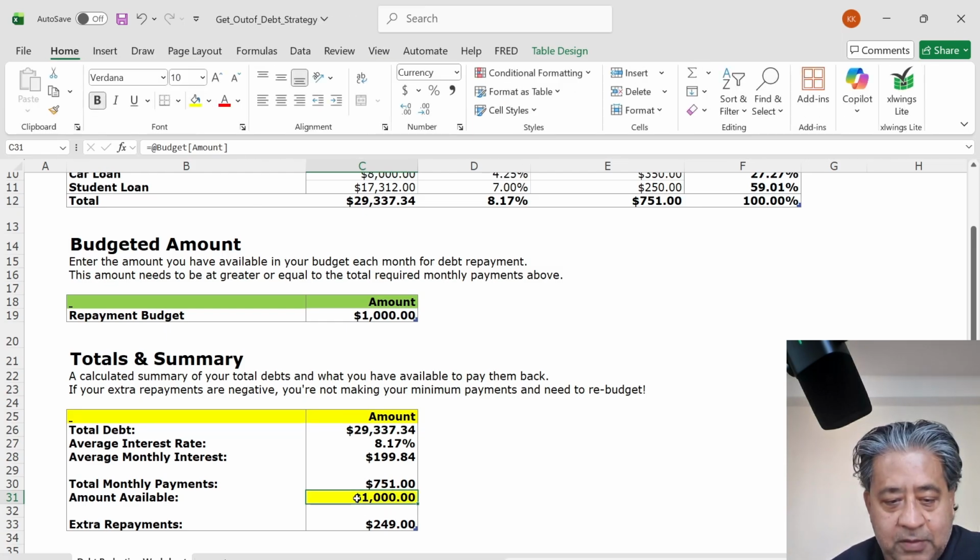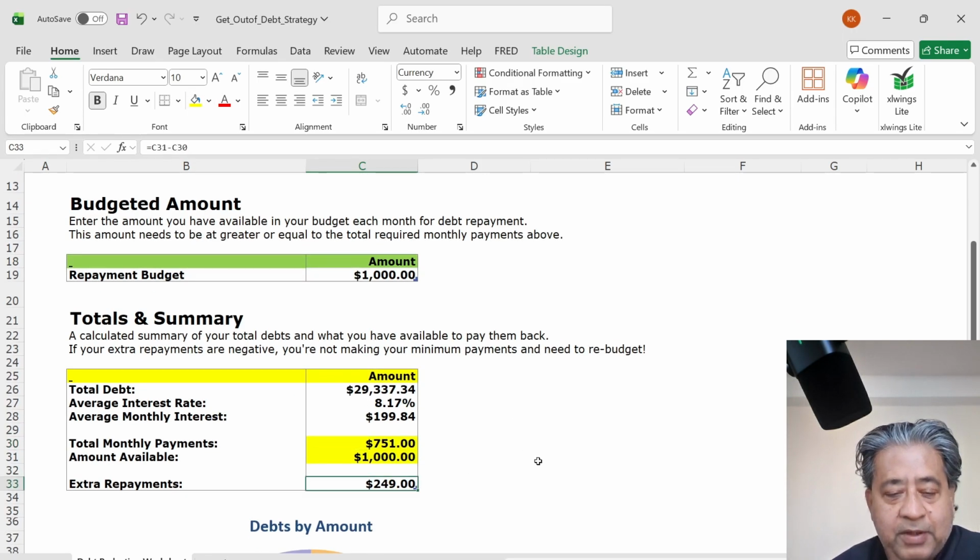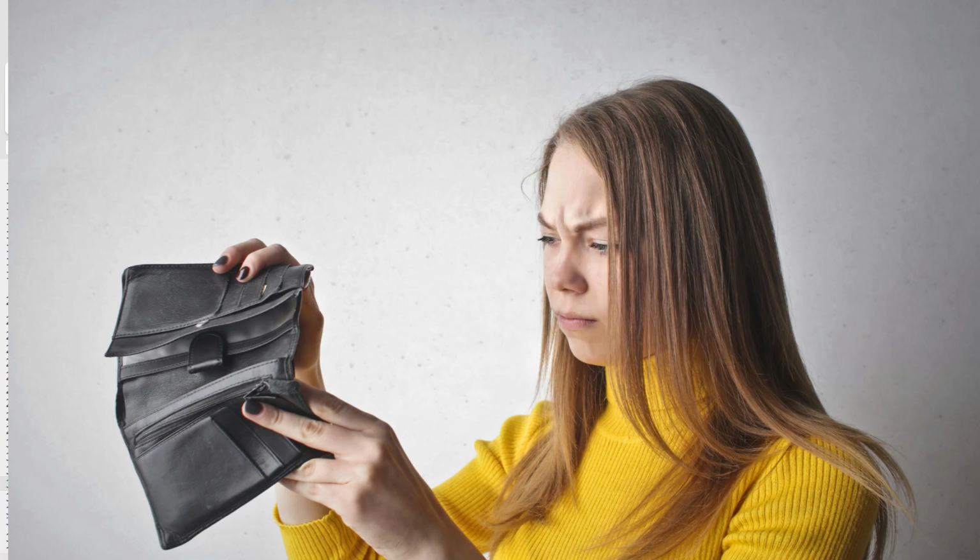And so if you have this budget of $1,000 here, I made it in yellow. So you have a $751 minimum payment, so you're left with $249 you can pay extra. And if you have less than that, obviously you have to rebudget. Okay, so it's basically trial and error.